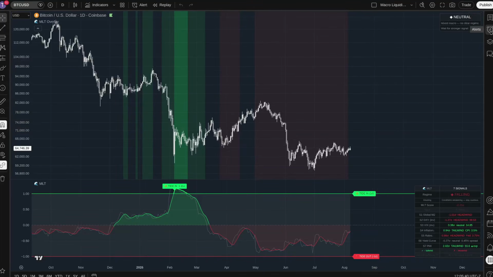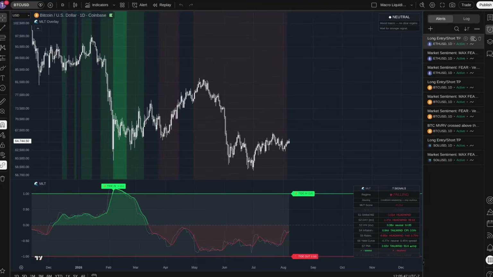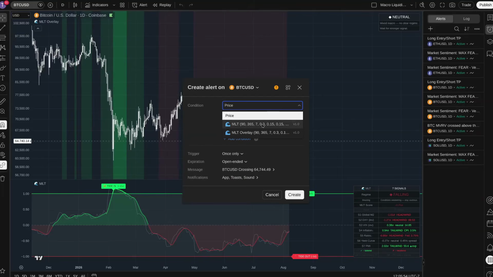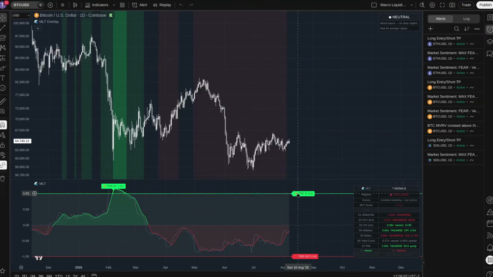Real quick, I'm going to set some alerts. I don't want to miss the next entry opportunity, and I want to make sure you don't either. Head to the alerts tab, create alert. Head to the MLT, the very first one here, and you want to see when the MLT tide is in. Once per bar close, and click create. That one alert is going to help us find the entry opportunity.